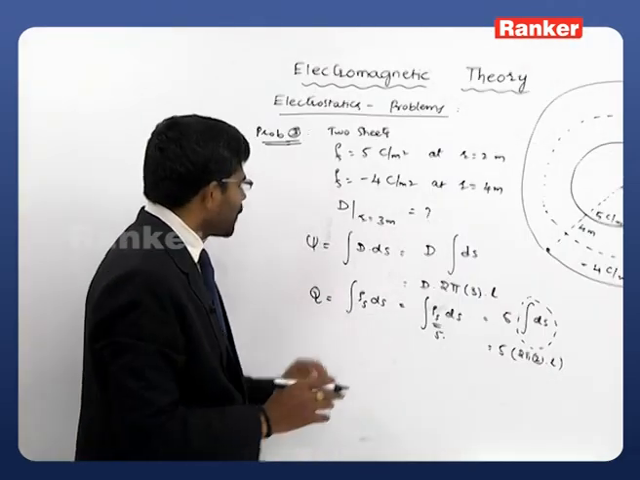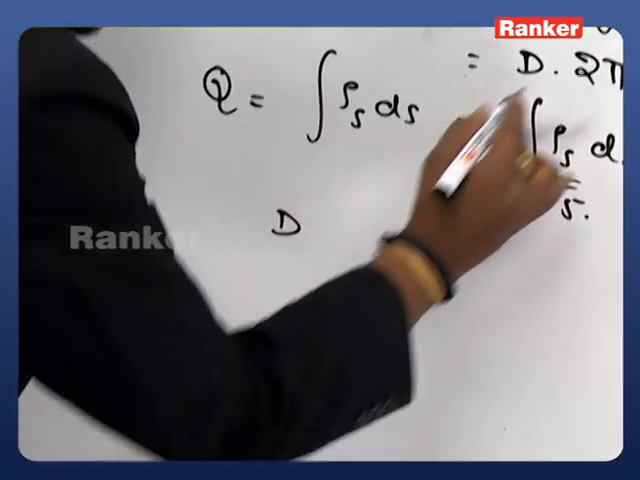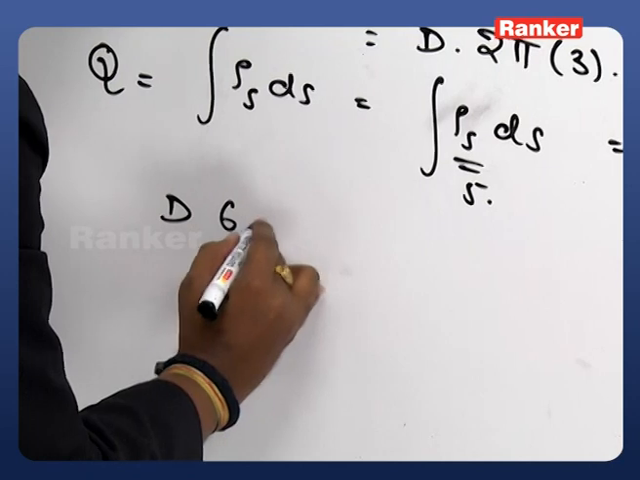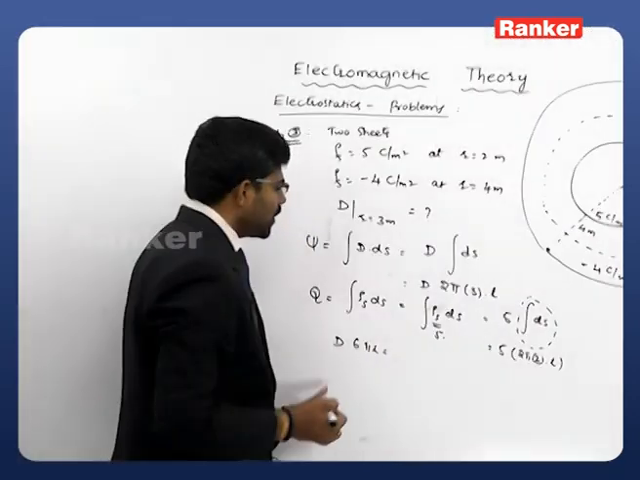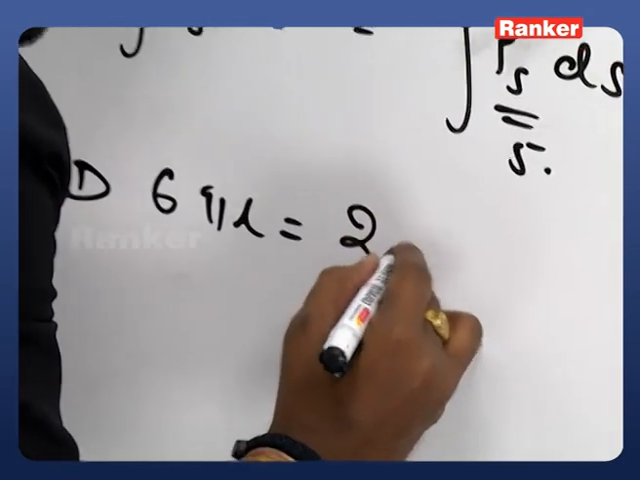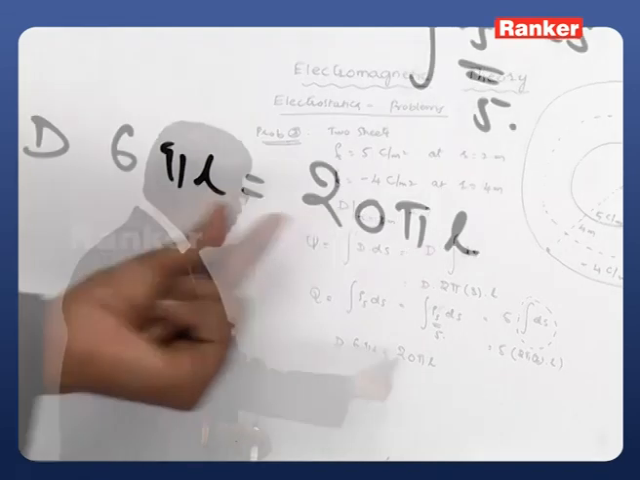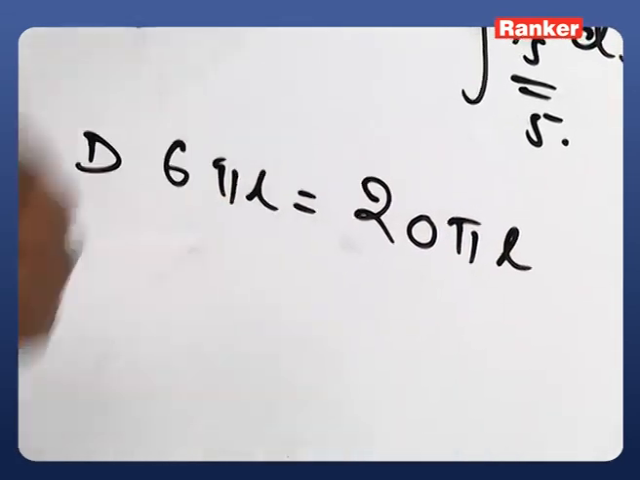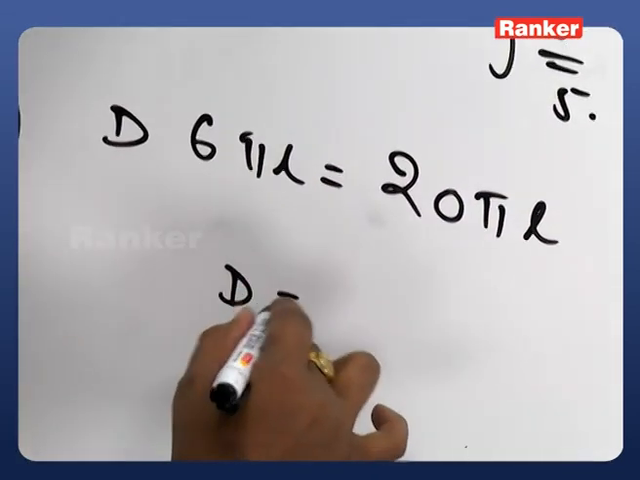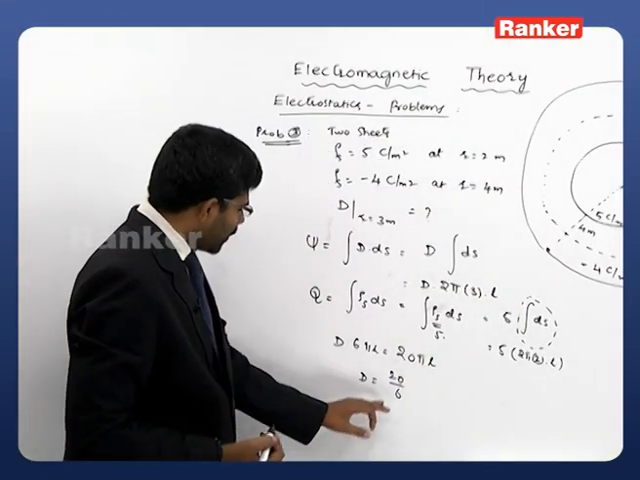So if you simplify this one or equate this one, then what we get is D times 2 pi times 3 L, which is 6 pi L D, equals 20 pi L. So this pi will be cancelled, L will be cancelled. Therefore D is equals to simply 20 by 6. So that's a very simple answer, 20 by 6.